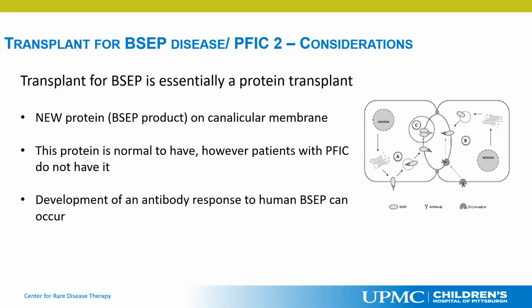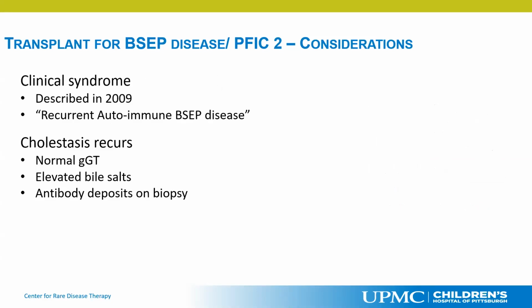In response to that, just like anything else, you can develop an antibody response to BSEP, and it's just another antigen or just another piece of protein that you can develop an antibody to. And so when was this described? How was it really noticed? It was a syndrome back in 2009, and it was really described in a single patient. What the patient saw was that they started to develop pruritus and cholestasis, so they started to become jaundiced after a liver transplant for PFIC2.